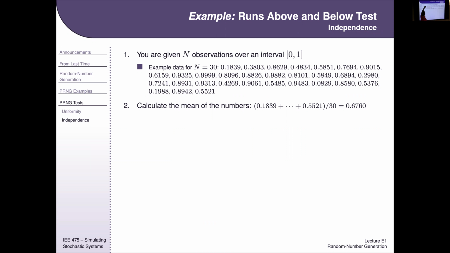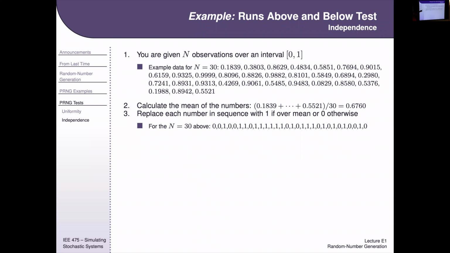I could go through every single number and convert them into below the mean, 0, or above the mean, 1. So 0.18 is below the mean, so it gets a 0. 0.38 below the mean gets a 0. Then 0.86 above the mean gets a 1. So I convert them all into 0s and 1s.